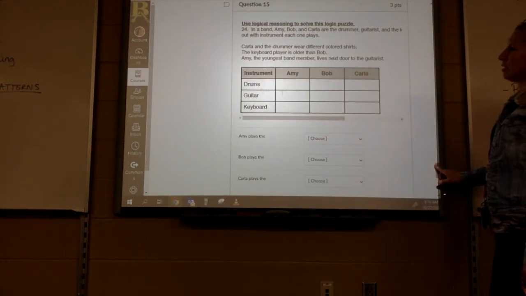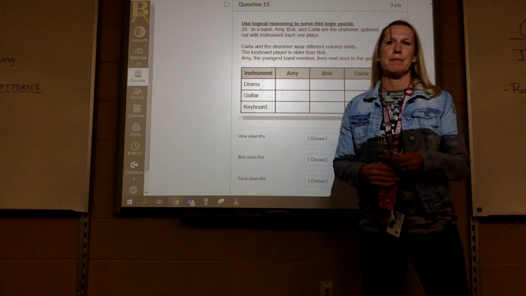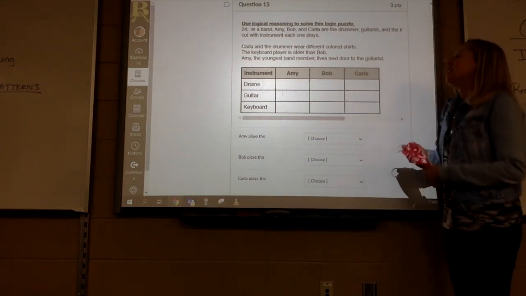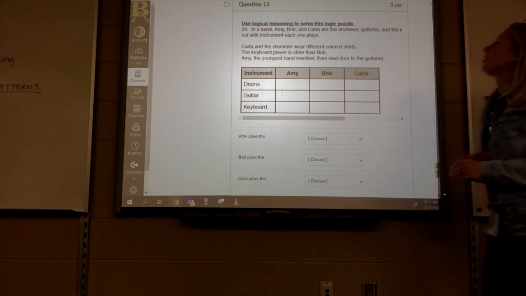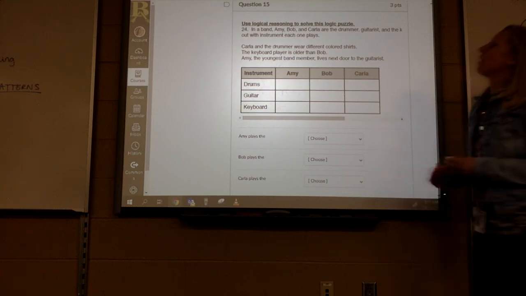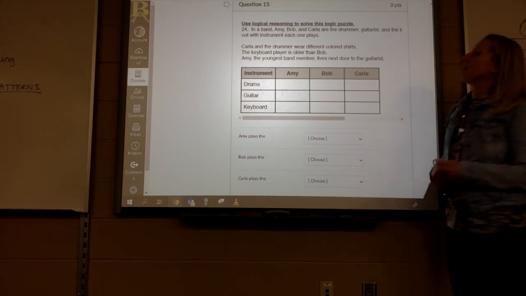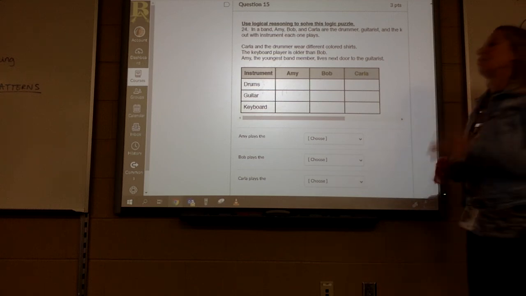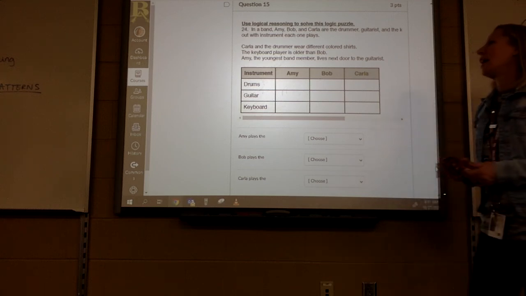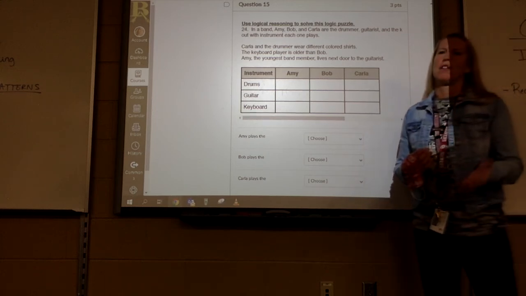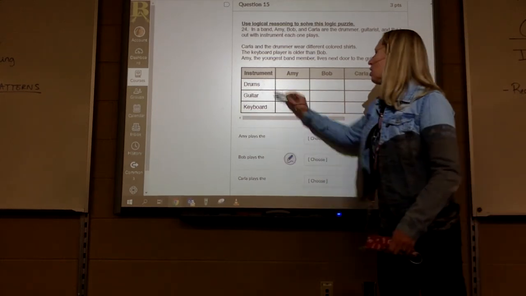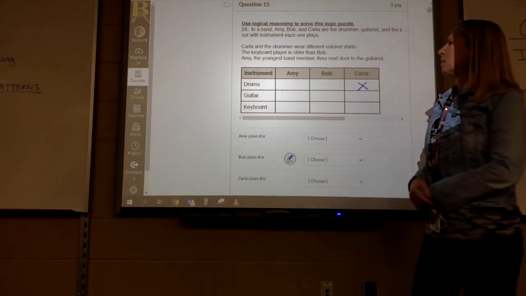There is a logic puzzle. Have you guys ever done a logic puzzle? I love these. So this one says, in a band, Amy, Bob, and Carla are the drummer, guitarist, and keyboard player. You've got to figure out which instrument each plays. It says Carla and the drummer wear different colored shirts, so Carla can't play the drums.